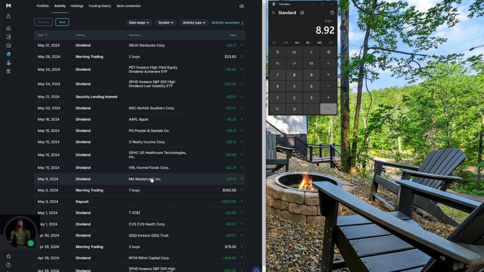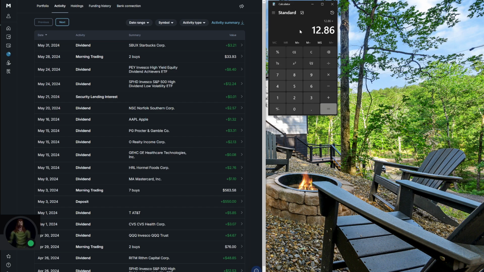And then after that, on the 9th, MasterCard paid us $1.10. Hormel, $2.76. 8 cents from GE Healthcare, which since this little ticker split off from the main GE, it's been doing really well. So GE had a stock split where they split off their healthcare portion of their company, and you got some of those shares depending on how much of the GE stock you owned. So I ended up selling my GE stock, but I kept that one. It's been doing pretty good. It pays a little dividend, but it tends to do well.